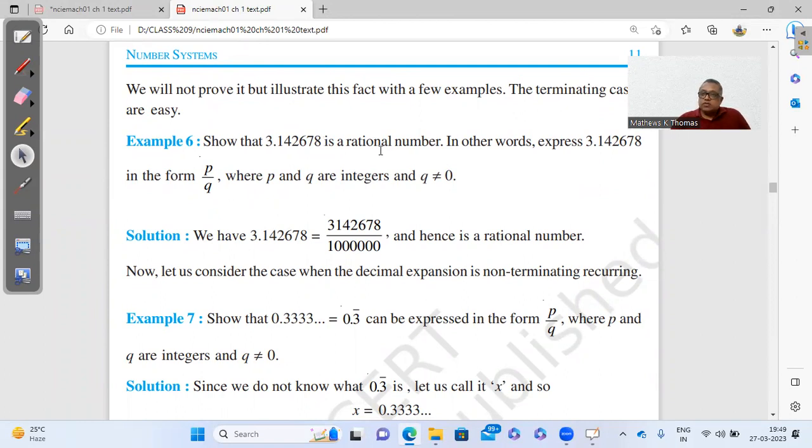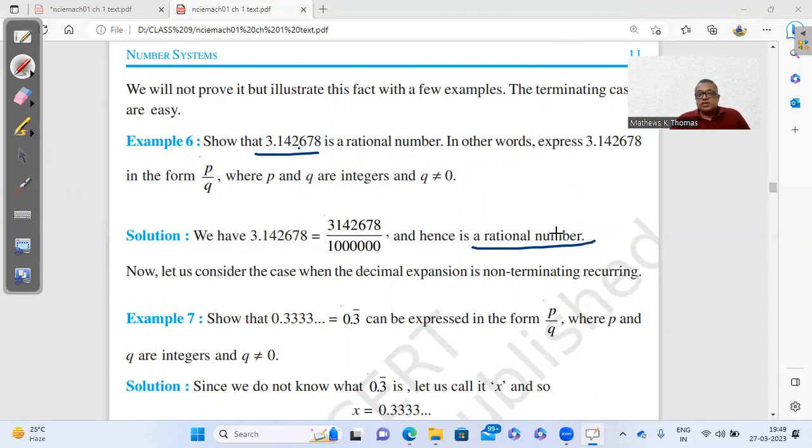Just now we were doing a fraction into decimal. Right now, this is a decimal value and we want to convert it into a fraction. So this is easy, 3.142678. Just see how many digits are there. 1, 2, 3, 4, 5, 6 digits after the decimal. So just put 1 with 6 zeros.